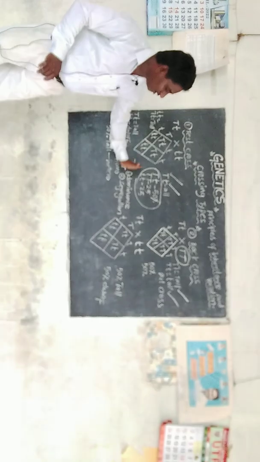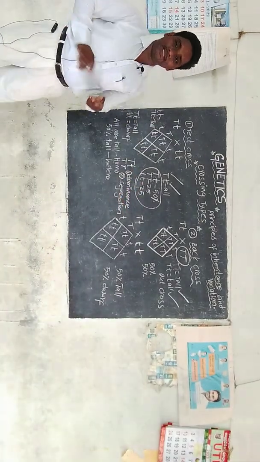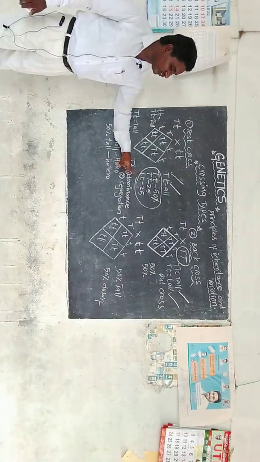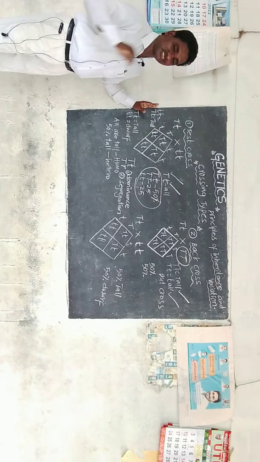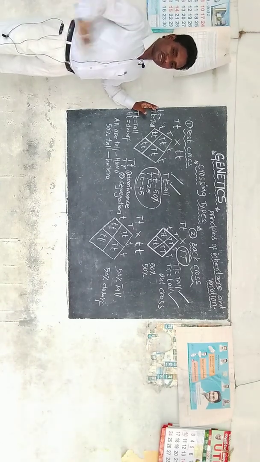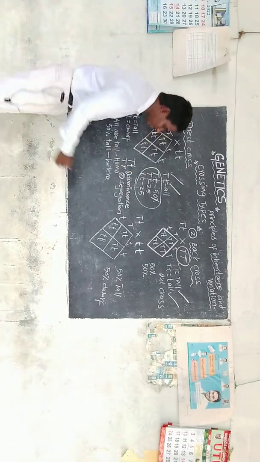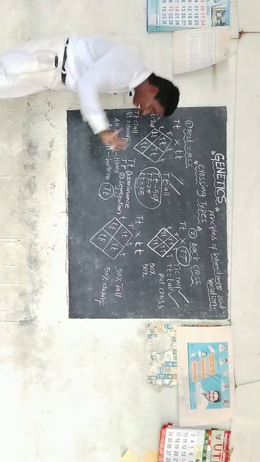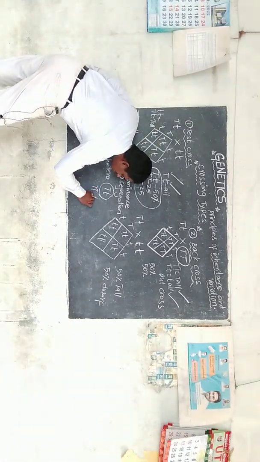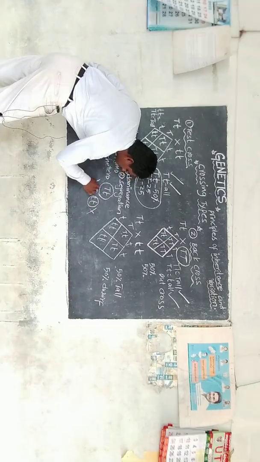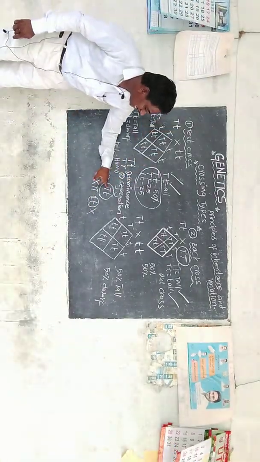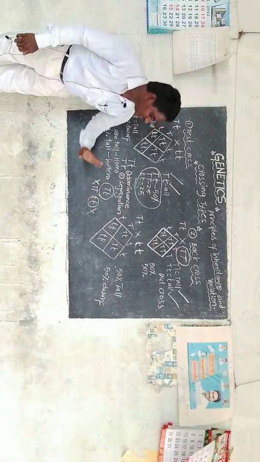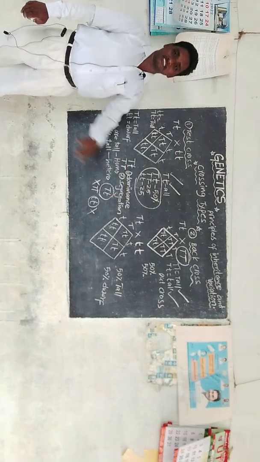You can see all plants are tall in the first progeny, as we have explained earlier. That is called law of dominance. One gene character is expressed, another gene character is not expressed. For example, capital T small t is expressed in the first generation, but small t is not expressed. So the gene capital T is dominant over small t. This is called law of dominance.